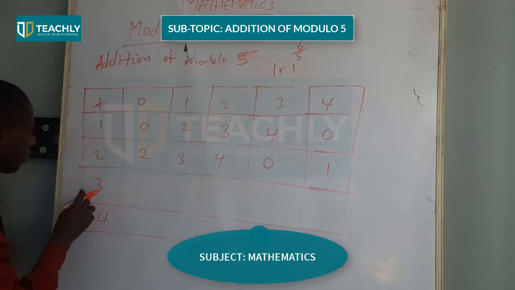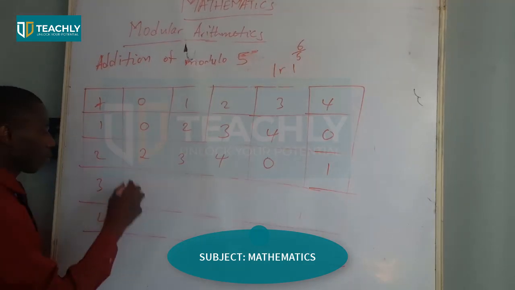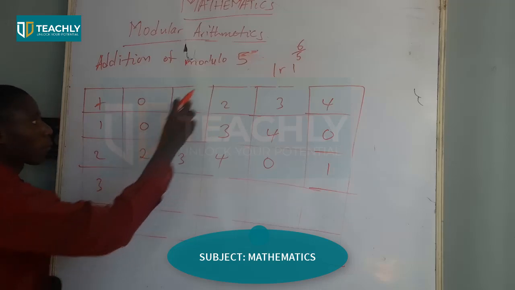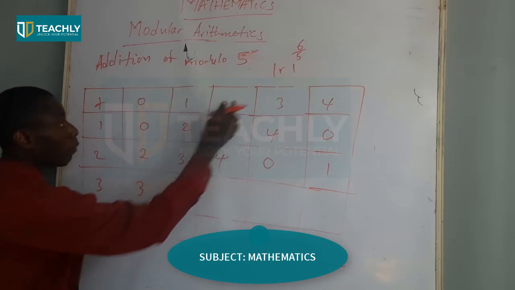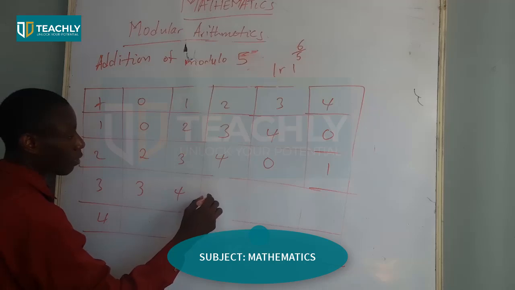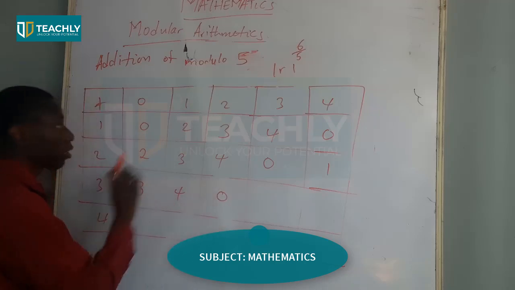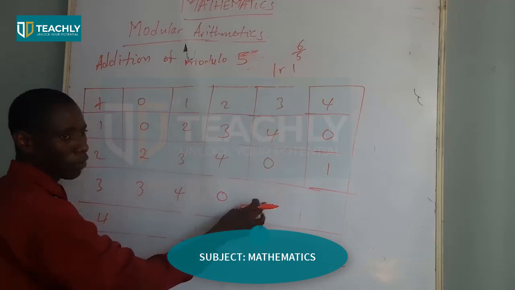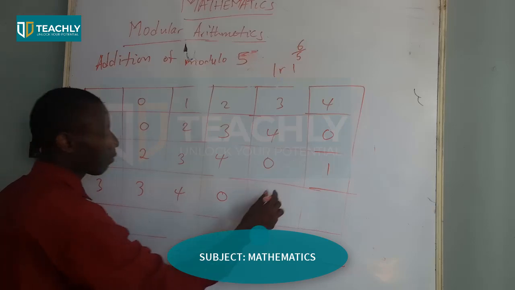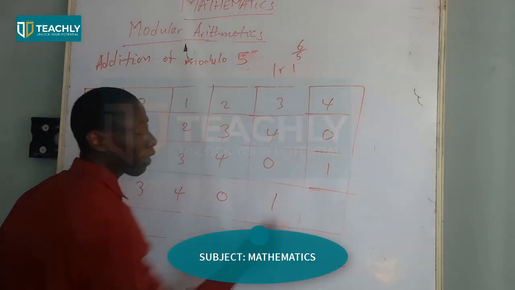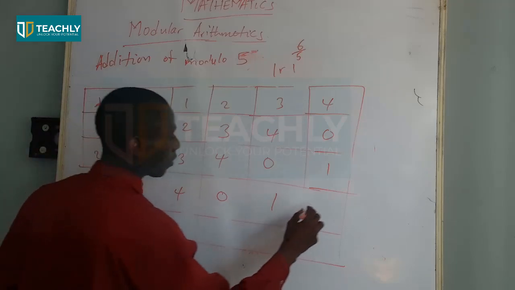The same thing. 3 plus 0, we have 3. 3 plus 1, we have 4. 3 plus 2, we have 5. Divide, you have 1, remainder 0. 3 plus 3, we have 6. Divide by 5, you have 1, remainder 1. 3 plus 4, we have 7. Divide by 5, you have 1, remainder 2.